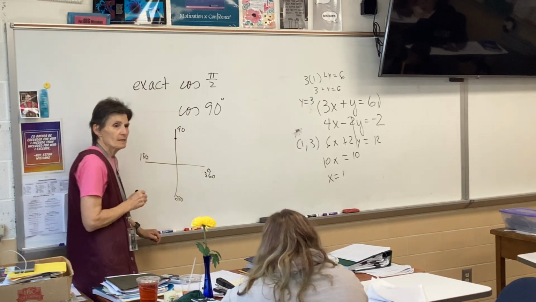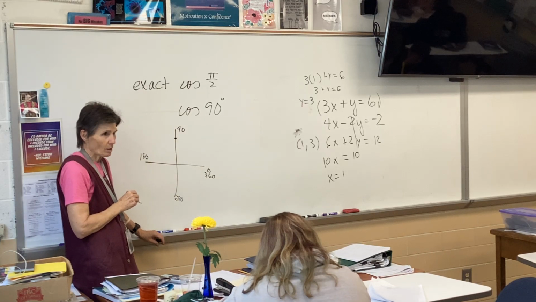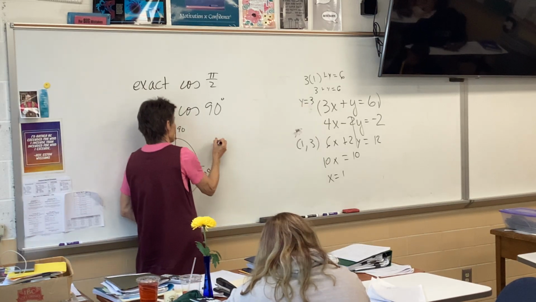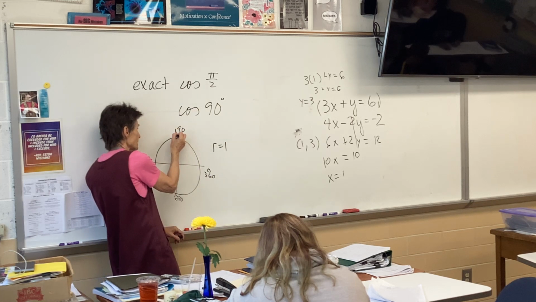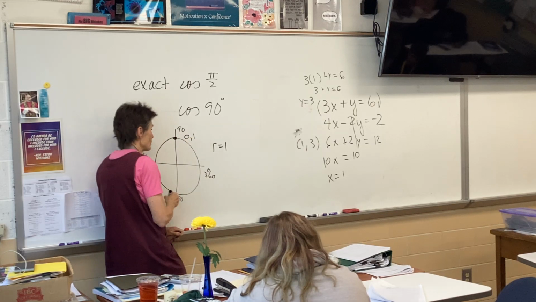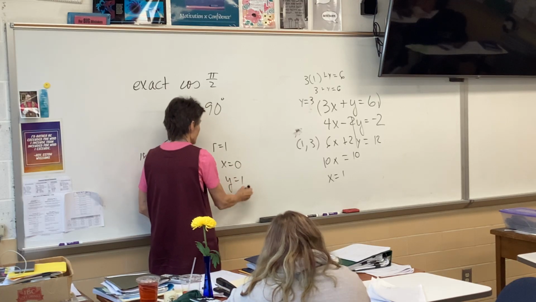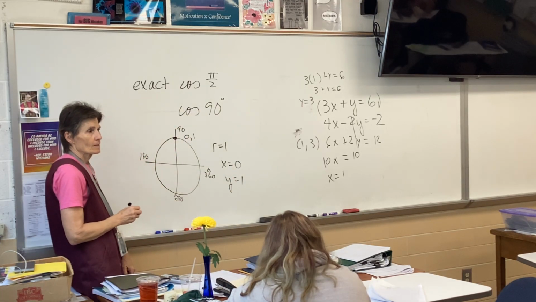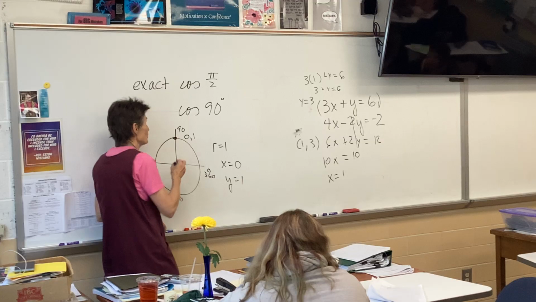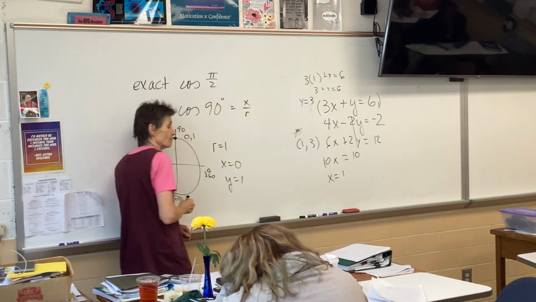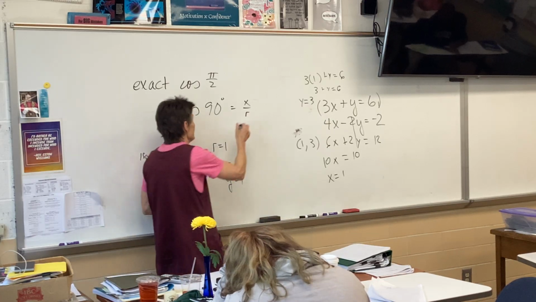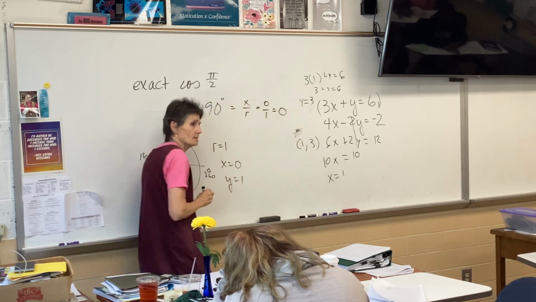It's on the line. And if it's on the line, I do not make a triangle, I make a circle. And the radius of the circle is 1, which means this point right here is 0, 1. So x is 0 and y is 1. Then if I don't know what cosine is, I can look at my reference sheet, and it says cosine is x over r. So since x is 0 and r is 1, this is 0 over 1, which is 0.